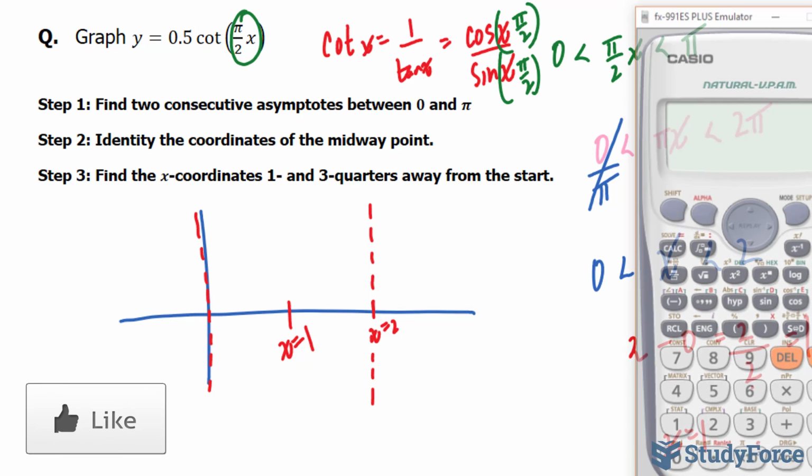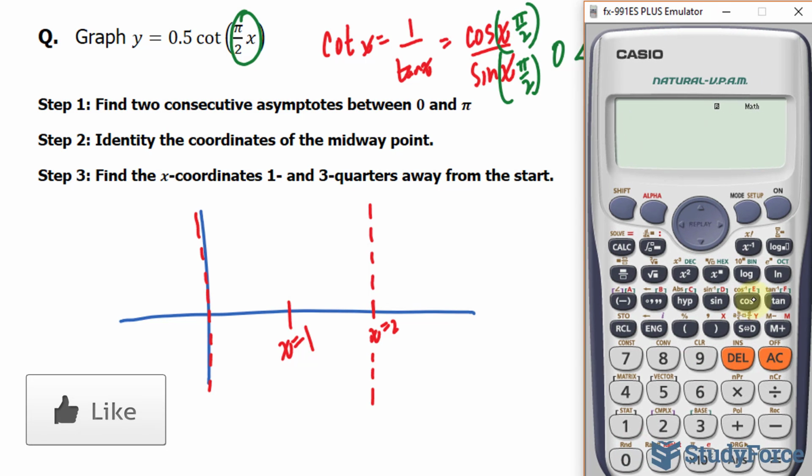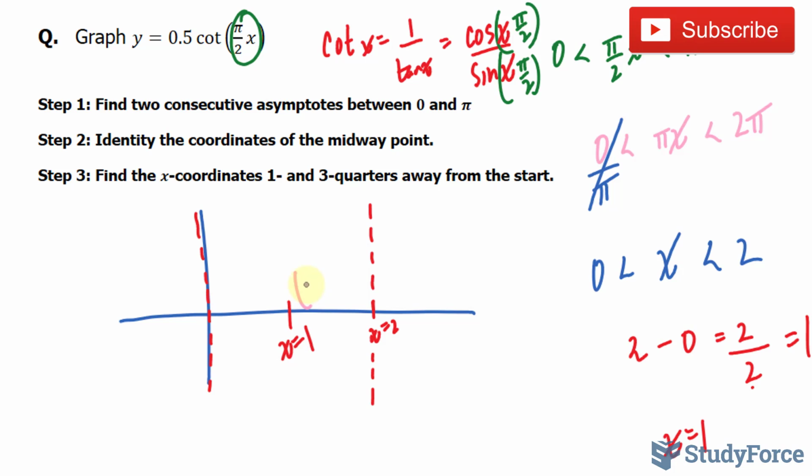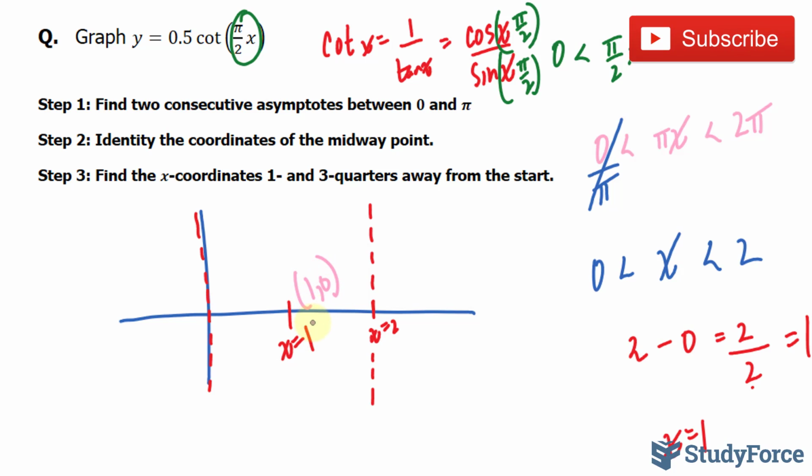Now I'll use my calculator, where I have cosine of pi over 2 times 1. I don't need to write down times 1, I'll just leave it like this. Divided by sine of pi over 2 gives us 0. Therefore, the point is x equal to 1, and the y-coordinate is 0. Step number 2 is accomplished.